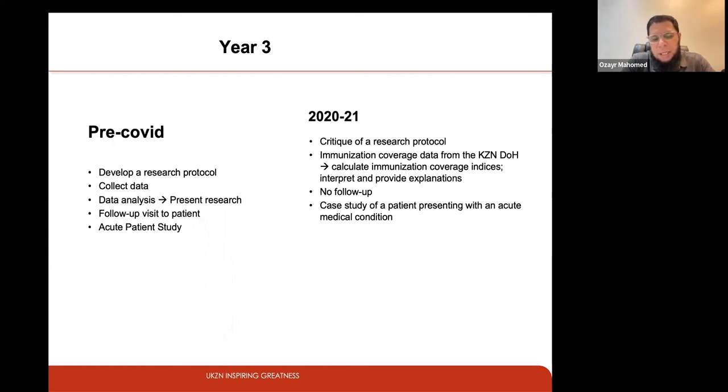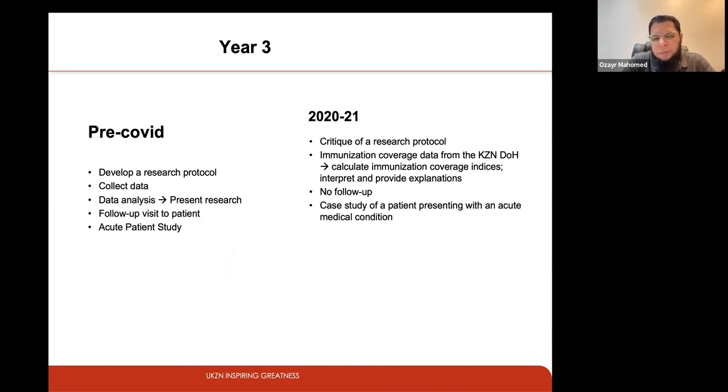Because the entire research process was not possible in 2020 and 2021, we provided the students with a research case example of a protocol, where information was uplifted or information was incorrect, and we asked them to critique a research protocol. We provided them data around immunization coverage from the KwaZulu-Natal Department of Health, and we asked them to calculate these immunization coverage indices, interpret them, and provide us possible explanations. And in this way, we stimulated a discussion around analysis of data.